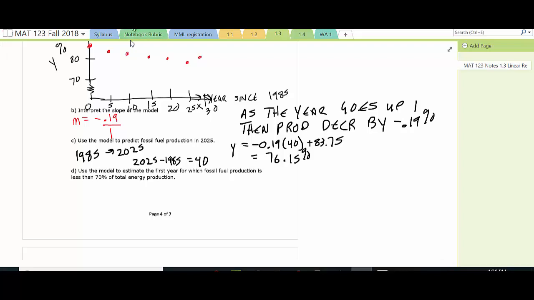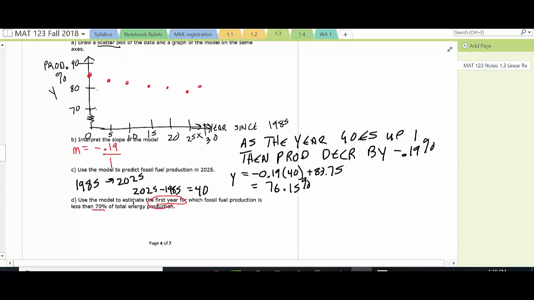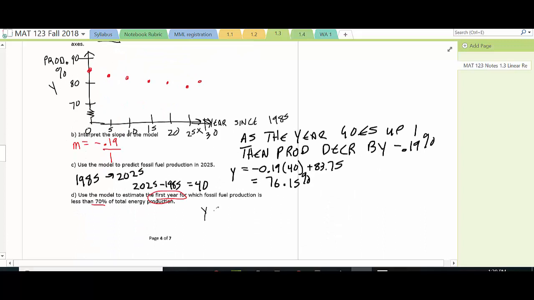Okay, the next thing on this one just says use the model to estimate the first year for which the fuel production is less than 70% of the total energy production. Okay, let's write down our model. If you got a model, write it down. So the model is y equals, again, negative 0.19x, and then plus 83.75. So what are you going to do this time? Are you finding x or y in this problem? That's the key question. Suppose 70%. That goes in. Where does the 70% go in?